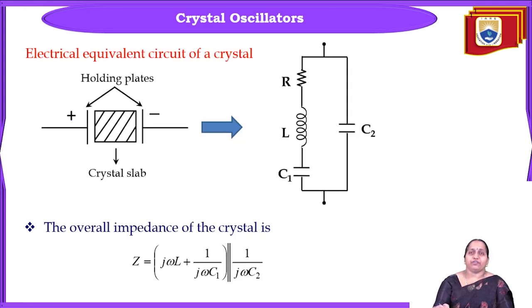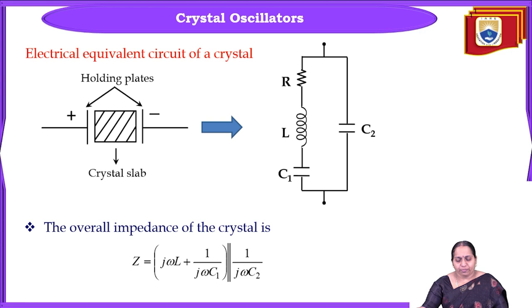If you look at the electrical equivalent circuit of a crystal, you can see the crystal slab, and you have two holding plates on either side, indicated with plus and minus polarities. Its equivalent circuit is a resistor, inductor and capacitor in series, R, L, C1, and another capacitance C2 connected in parallel to this series combination. The overall impedance of this crystal is found by taking only reactive components, because the frequency of oscillations depends only on the reactive components.